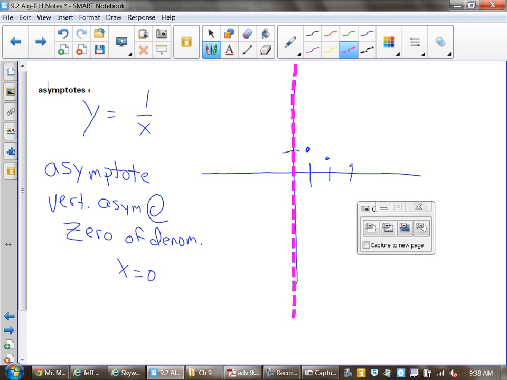If x was 1/2, what would y be? 2. Very good. If x is at 1/2, y is at 2. So it goes like this. What's happening is you get this curve. Your curve is getting closer and closer towards that asymptote, but yet it will never touch it.